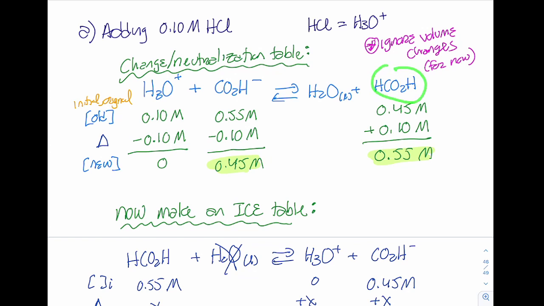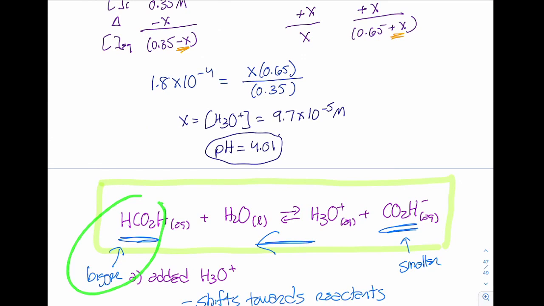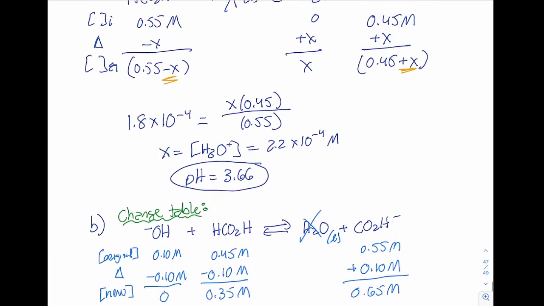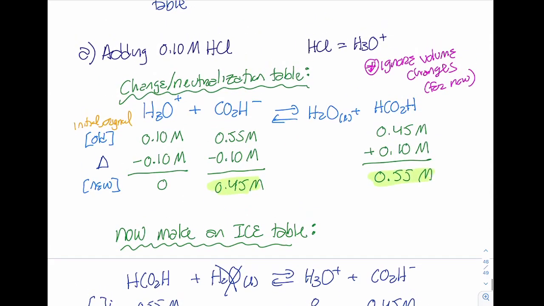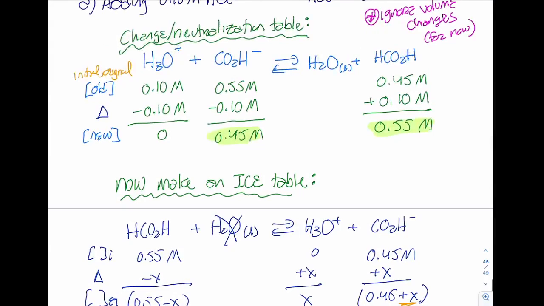So I started out with 0.45 molar formic acid, and I'm going to do some scrolling here. We said that this is the one that should get bigger, because we're going towards it. And if I look at my new concentration, it's bigger than what we started out with. We said this should get smaller, and if I look at my new concentration, it's smaller than what we started out with. We are shifting in that direction. Sorry, am I going too fast here?